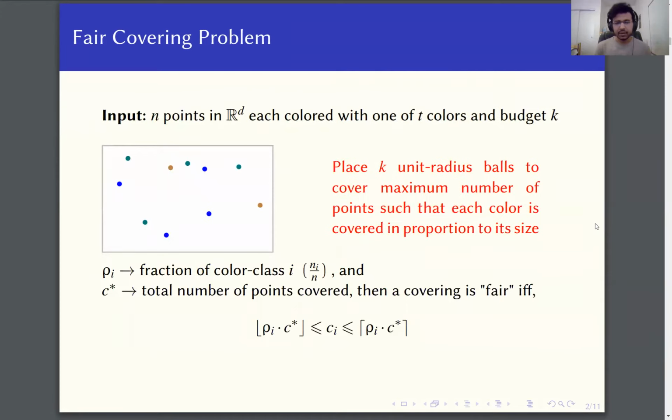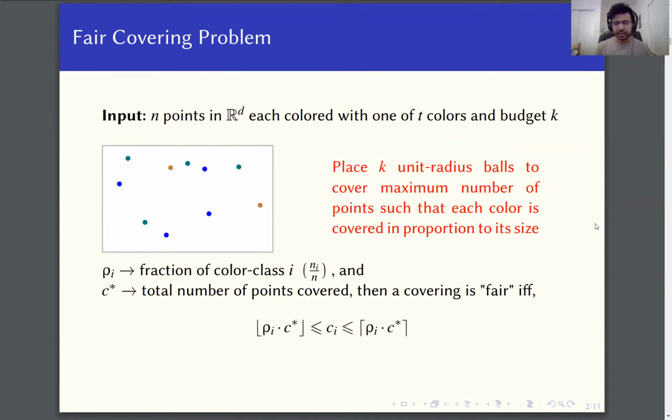Formally, if rho i is the fraction of color class i, that is, points of color i divided by total points in the input, and C star is the total number of points covered by some covering, then we say that the covering is fair if and only if the ratio of the number of points covered for color i to the total number of points covered, that is, Ci by C, is equal to rho i. Among all coverings with k unit radius balls, we are looking for a fair covering which has the maximum number of points.